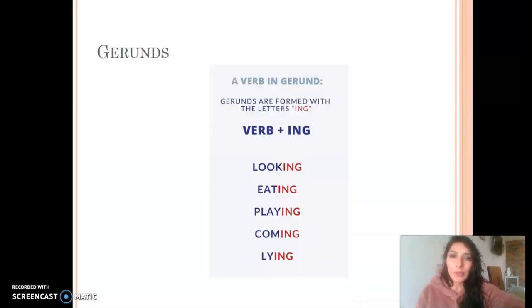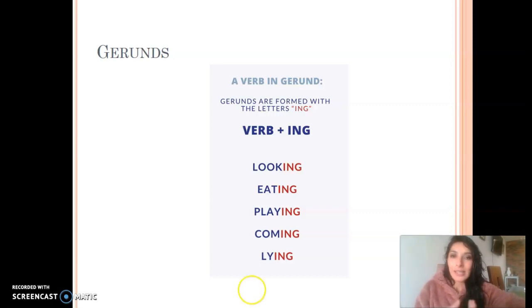First we're going to start with gerunds. If you're asking what gerunds are, gerunds are verbs, as you know, but at the end the letters ing are added. As you can see here, a verb in gerund form is formed with the letters ing at the end. So we have the base form of the verb plus ing.